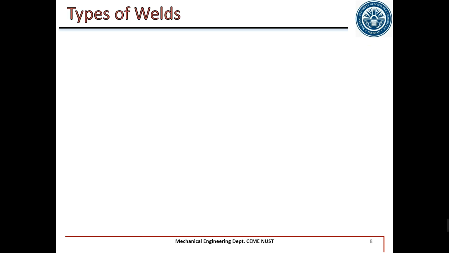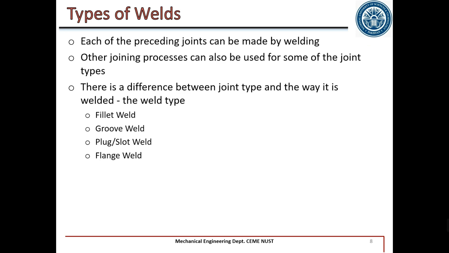To make any of the five types of joint, we need to have some types of weld as well. In general, we have four basic types of weld. One is fillet weld, second is groove, then plug or slot, and flange weld.